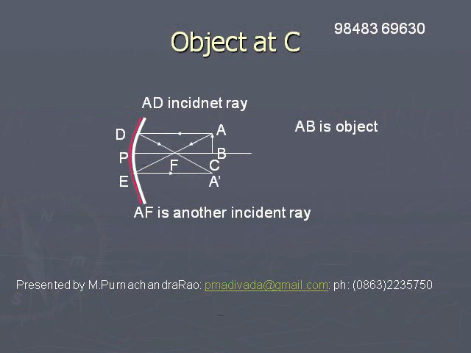These two reflected rays intersect at A prime. So A prime is the image point of the object point A. Similarly, by selecting other points on AB, we can show that their image points will be on A prime B prime. So A prime B prime becomes the image of the object AB.